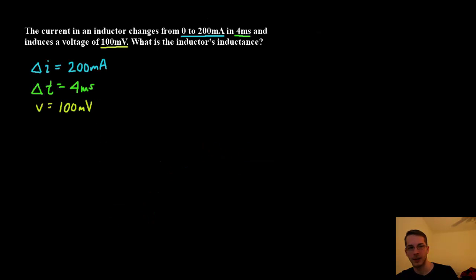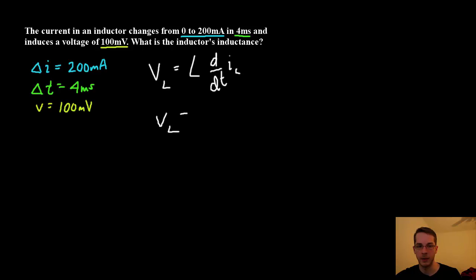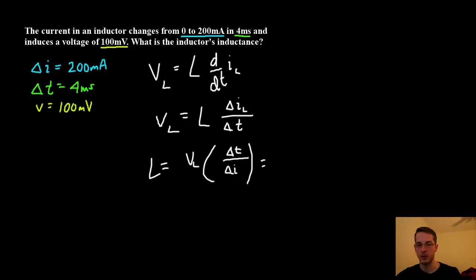In this next problem, they ask us about an inductor, and here's all the important stuff. Just note that VL is equal to L times the time derivative of the inductor current. A derivative is basically just the change of one thing over the change of the other thing. So we can solve for L, which is equal to VL times delta T over delta I. All we do is plug and chug and we get L is equal to 2 henries.